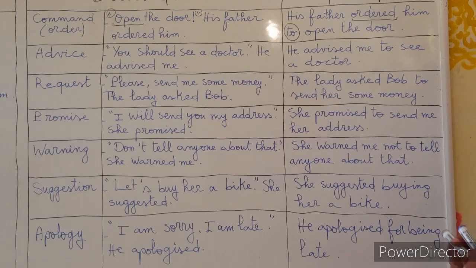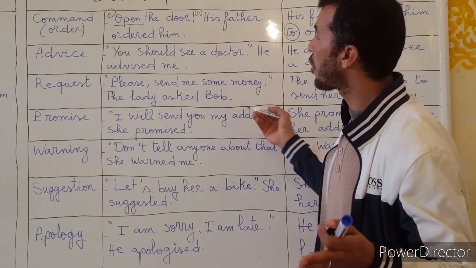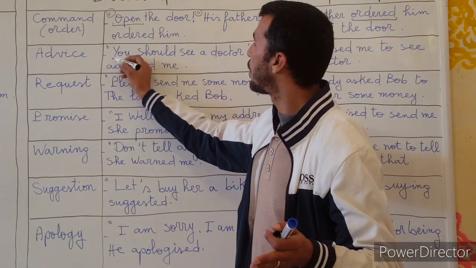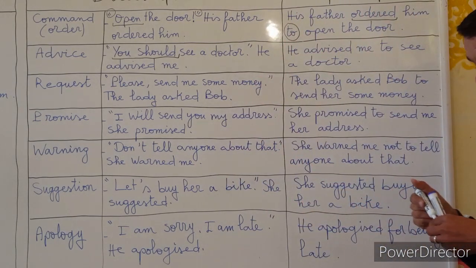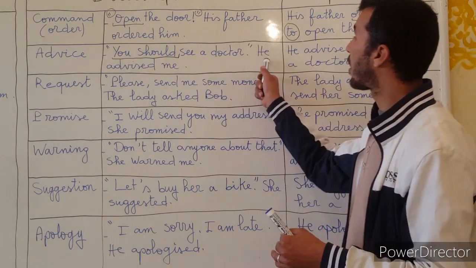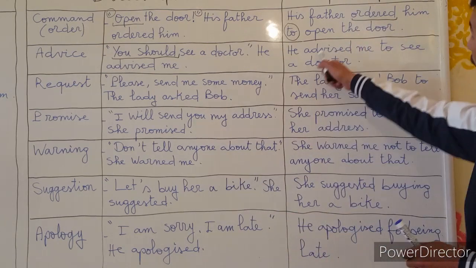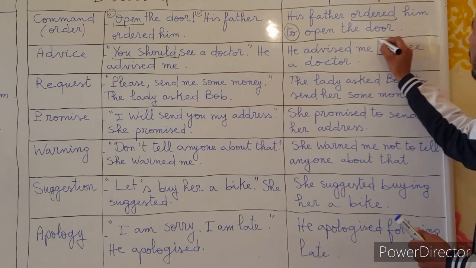Advice. Example of advice: You should see a doctor. What is the expression of advice here? It's "you should." So when we say you should, why don't you, I advise you, if I were you I would, I think you should, you'd better, those are expressions of advice. So, you should see a doctor. He advised me to see a doctor.